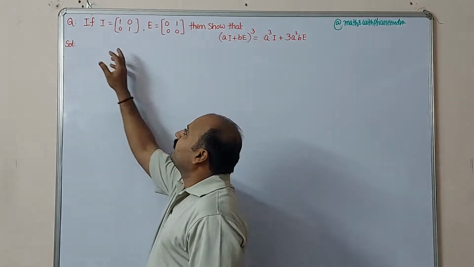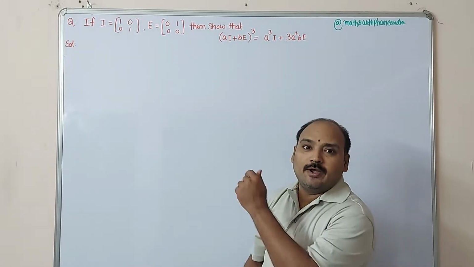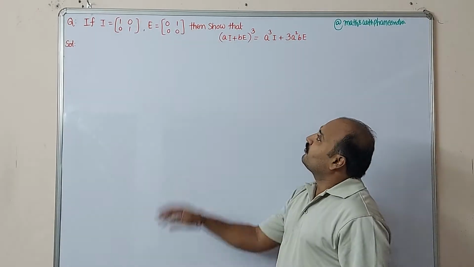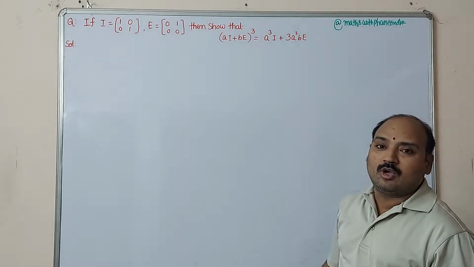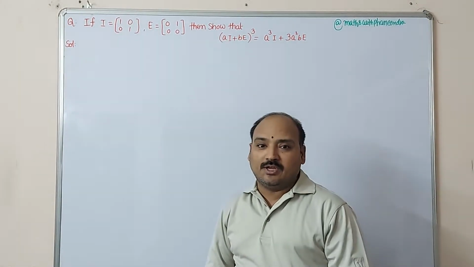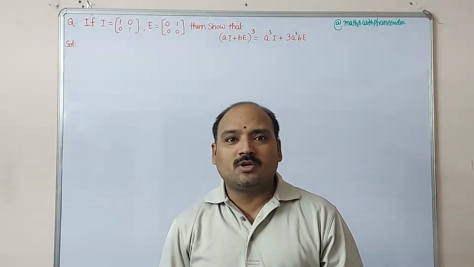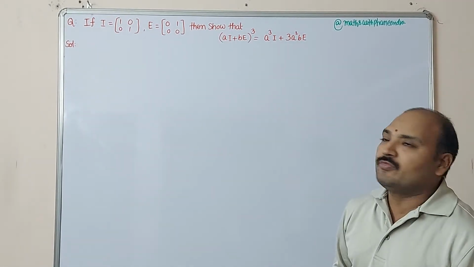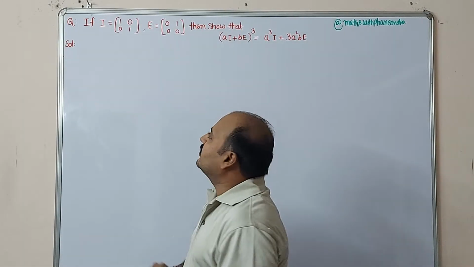The question here: if I equals [[1, 0], [0, 1]], the 2 by 2 identity matrix, and E equals [[0, 1], [0, 0]], then show that (aI + bE) whole cube equals a cube I plus 3a square b E. This question has been asked many times in the boards, so students must practice this question thoroughly. So the question is here; the given information you have to write first.